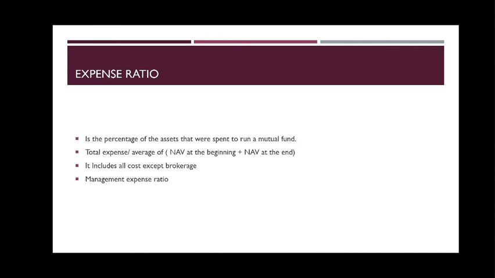So the expense ratio includes all expenditure except brokerage. It is a percentage of assets that were spent on a mutual fund. Simply, what is the expense ratio? Expense on NAV, so expense divided by NAV. Which NAV, opening or closing? Average NAV. So the ratio equals total expense except brokerage divided by average NAV. It includes all costs except brokerage.